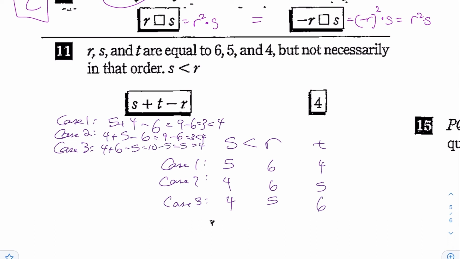So in two of these cases, you have choice B, but in one case, you have choice A. So for number 11, you can't tell. It's going to be choice D. Because it could be either B, or for case 3, it will be A. So you can't tell. So that's why I have to choose D.